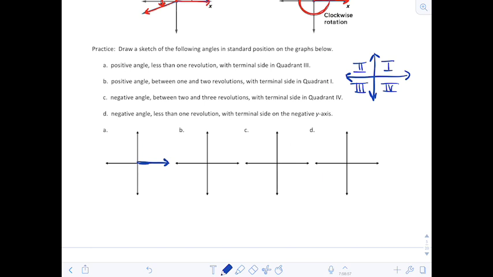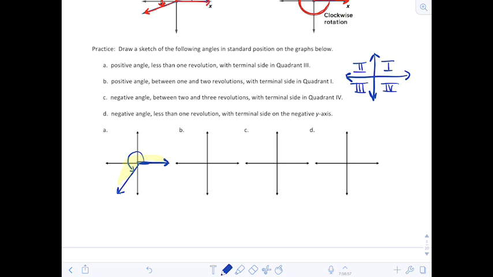So, as we draw this angle, we put our pencil tip on the initial side and we start to rotate. We're not going to go all the way around, and we want to end up in quadrant 3. So somewhere in quadrant 3, anywhere in quadrant 3. So I'm going to stop right there and I'm going to draw the terminal side. And there's my angle. So the angle that we're talking about is this right here.